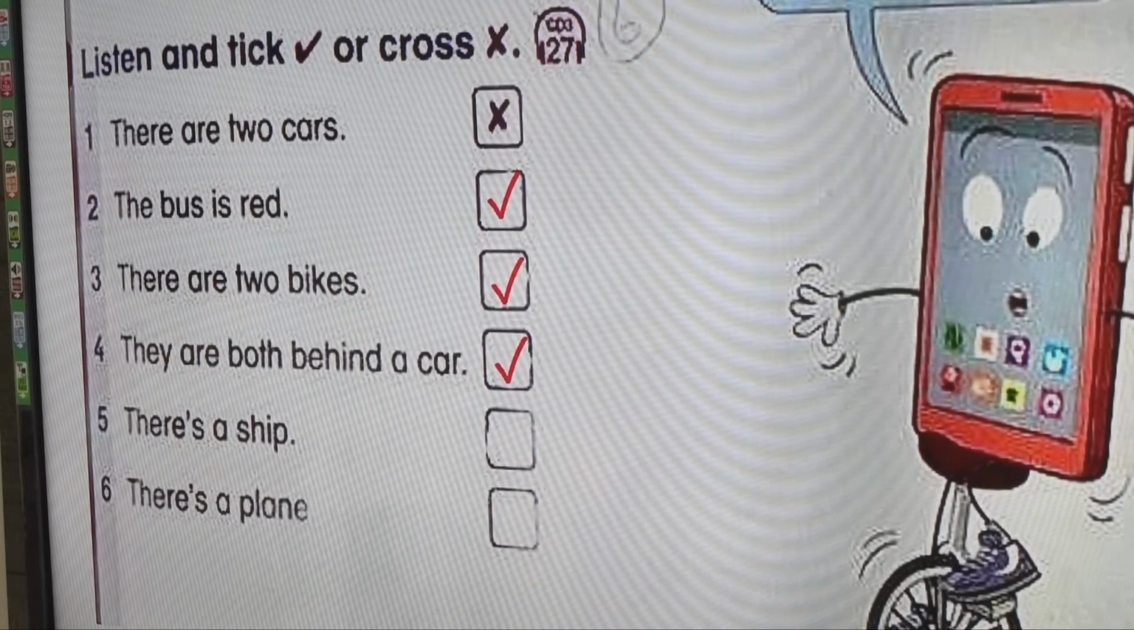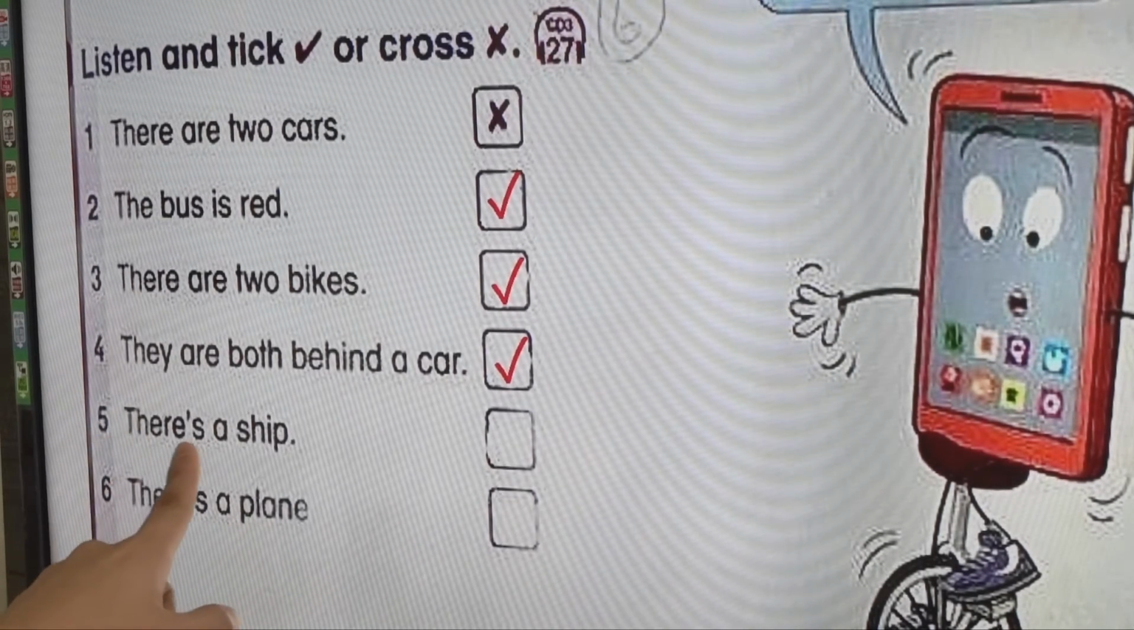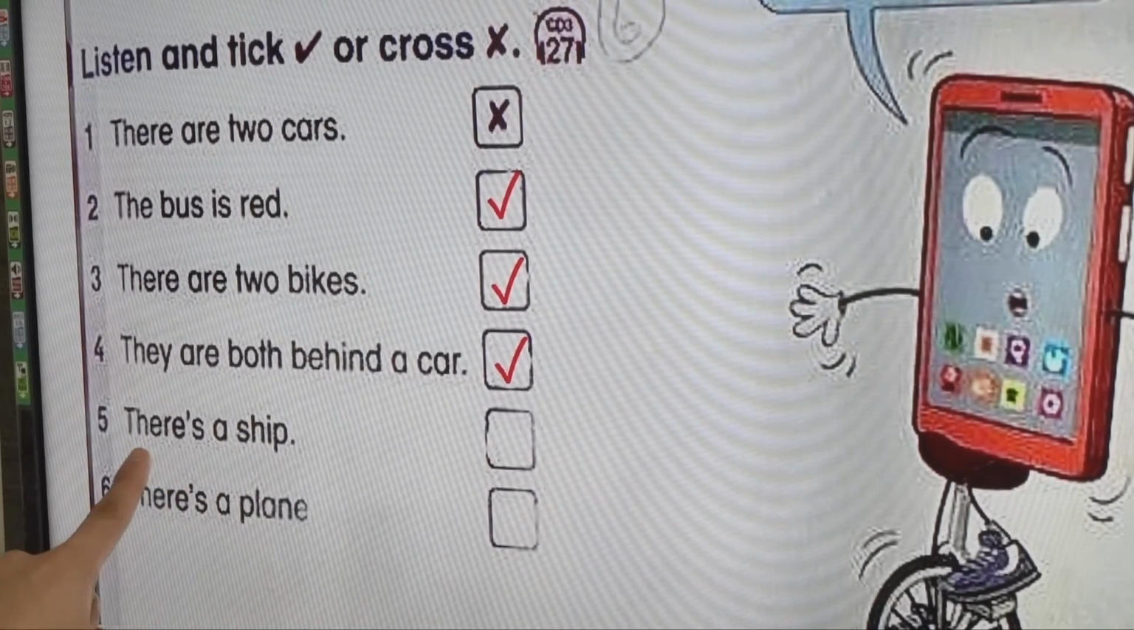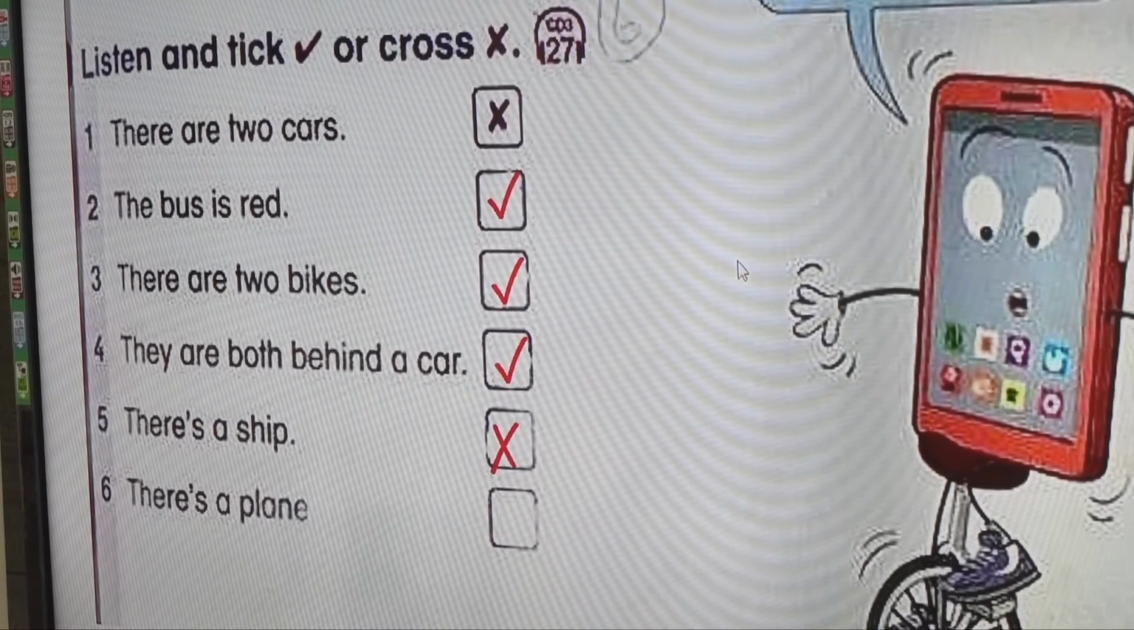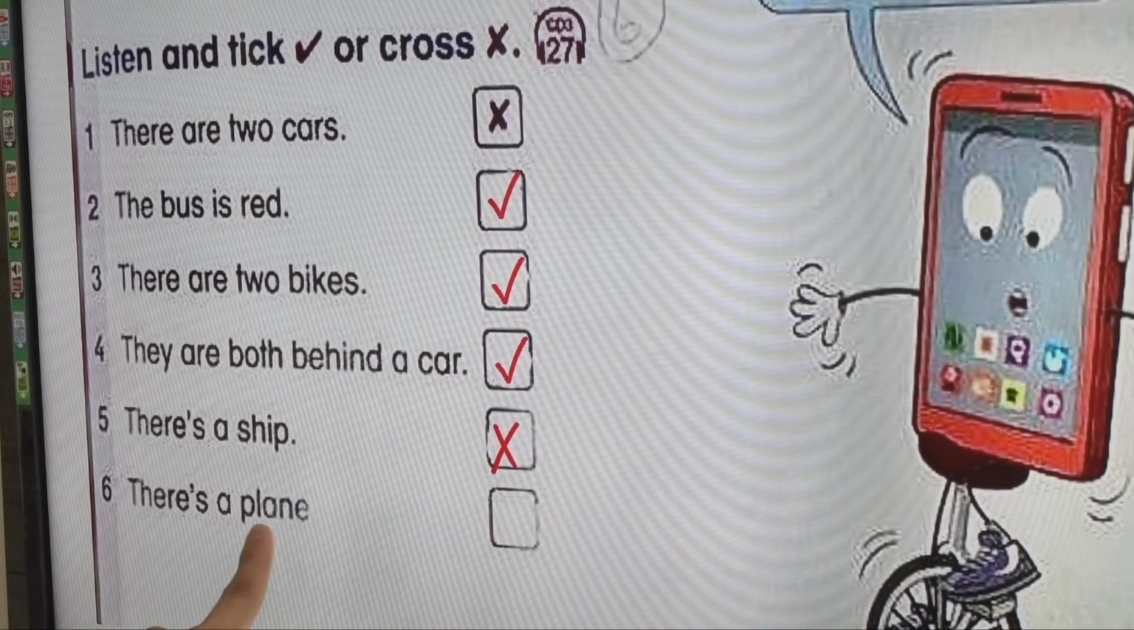Alright, so there's a motorbike and a plane, right? So we have 2 things. There's a motorbike and there's a plane. Number 5. There's a ship. Is there a ship? No, right? There's no ship. Only motorbike and plane. Now, last question.